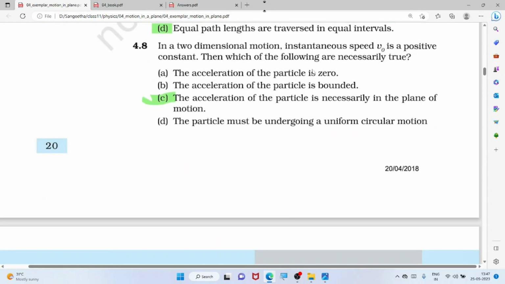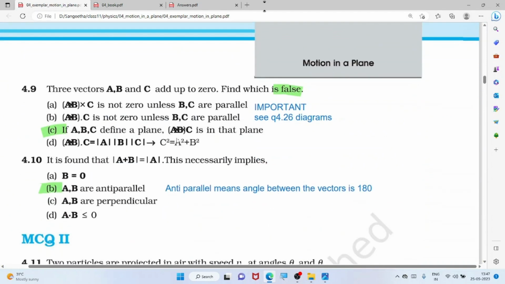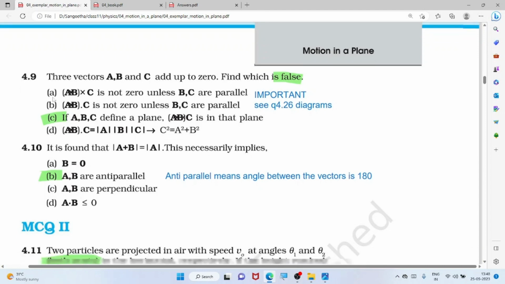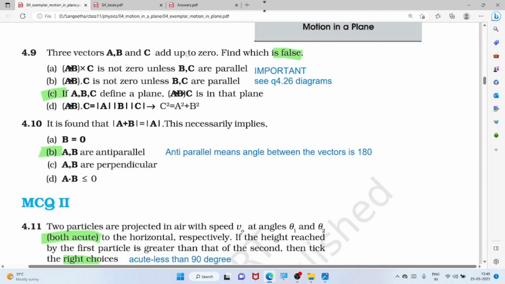In a two-dimensional motion, instantaneous speed is a positive constant. Which of the following is or are necessarily true? The acceleration of the particle is necessarily in the plane of the motion. Three vectors A, B, C add up to 0. Find which is false, they are asking.